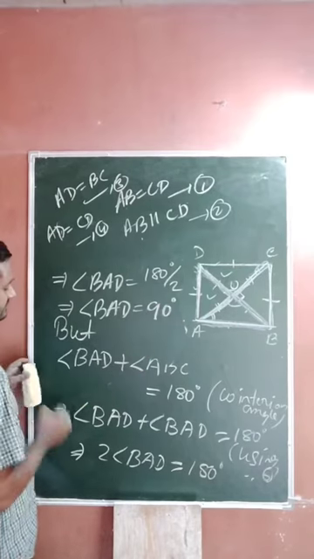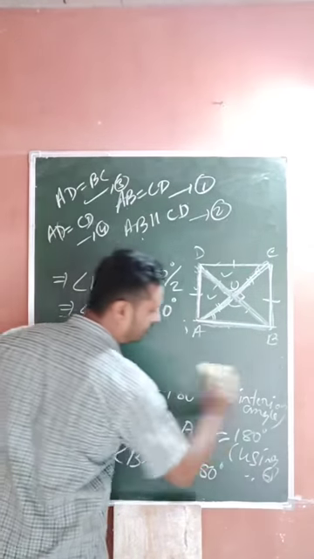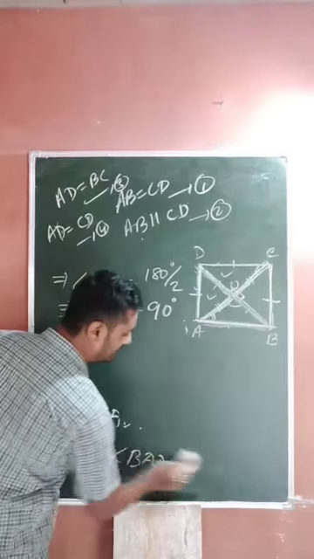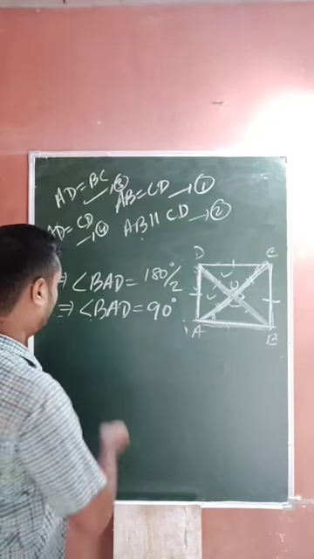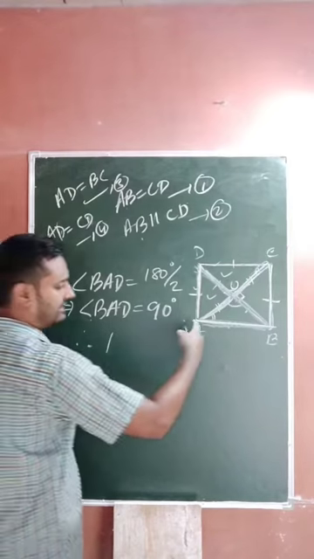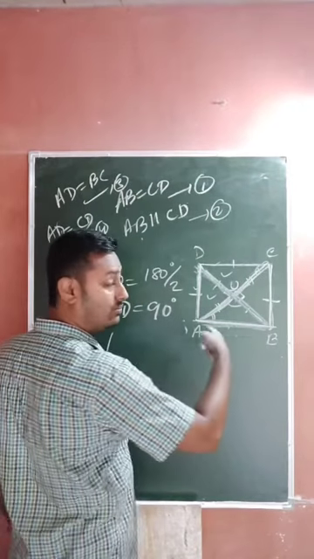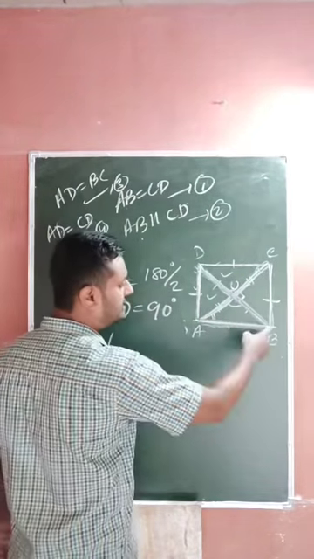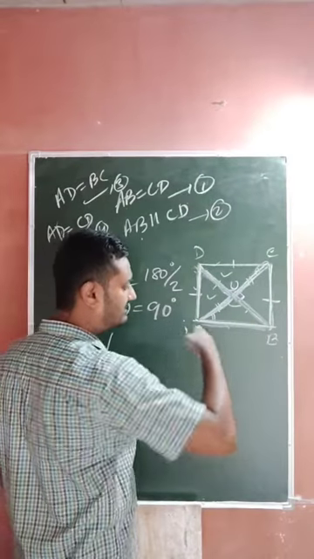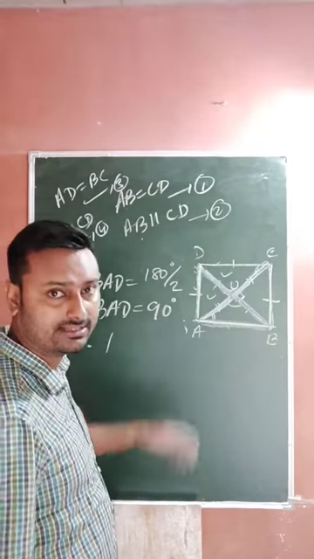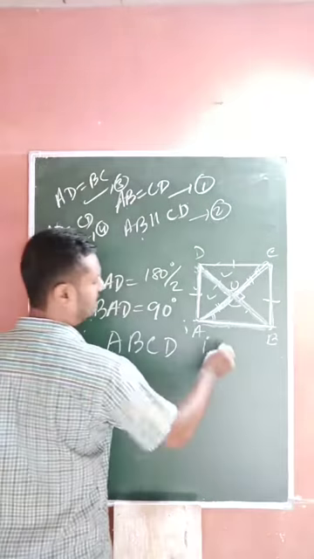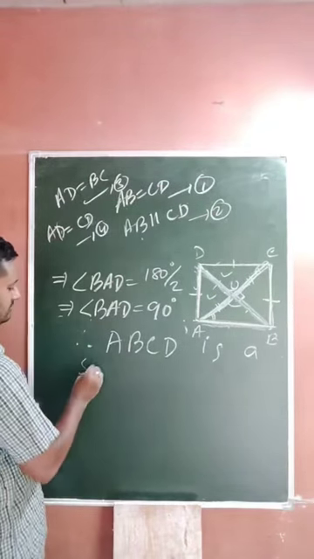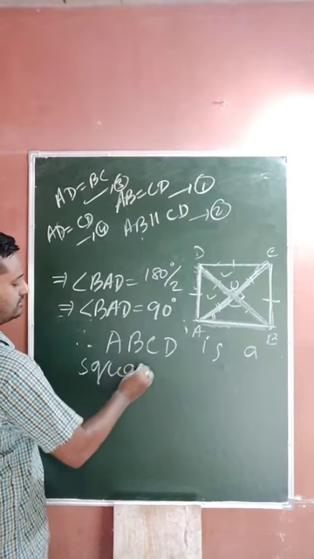That means ABCD is a parallelogram, and we already proved one angle is 90 degrees. That means all the angles must be 90 degrees. So in the quadrilateral ABCD, we proved that AB is equal to BC equal to CD, all the sides are equal, and now we proved all the angles are equal. So therefore ABCD is a square.